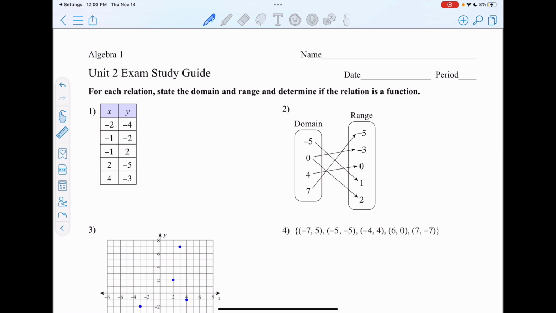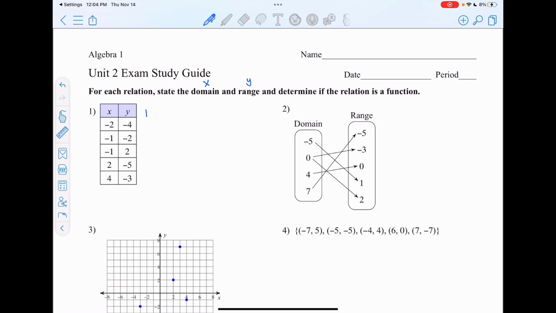For the first couple of problems, we need to determine if each relation is a function and state the domain and range of each relation. Remember, domain is all of your inputs, so all of your x values, and your range is all of your outputs, all of your y values.